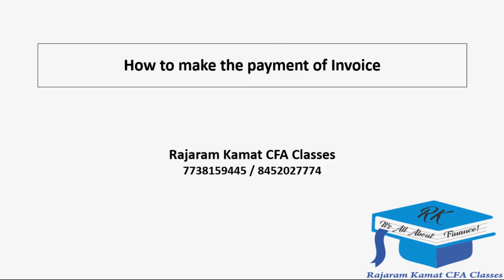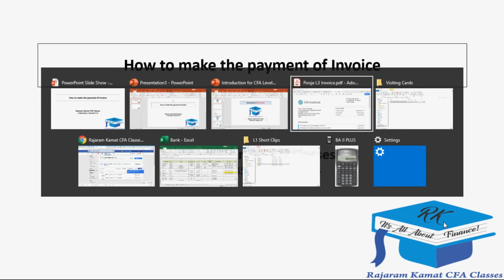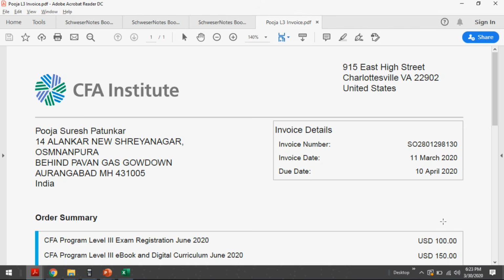So this video is for those who have adopted the invoice method, that is the method of wire transfer, to make the payment for the CFA Institute. I think you will be given a period of 1 month from the date of generation of the invoice to make the payment. This payment could be made in two ways. Before going into that, let me show you an invoice which I generated for one of my students.